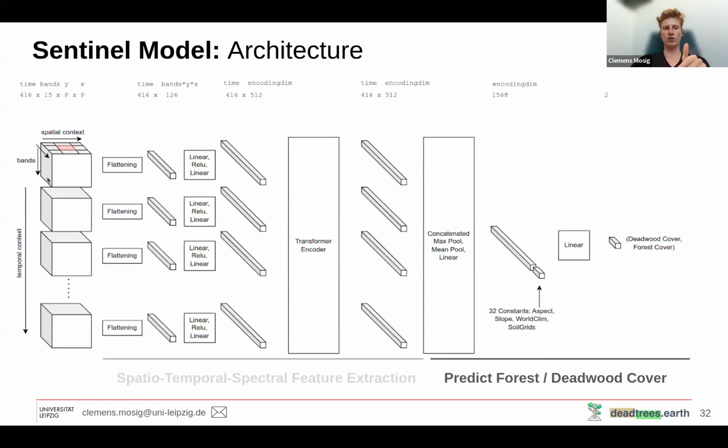So instead, we just flattened it and put a linear layer on it, because in the end, a linear layer is more powerful than a convolutional approach. A convolutional approach is just making it more efficient. But since the spatial context is so small, just 3x3 or 5x5, the flattening doesn't actually make the vector so large. That's the explanation.